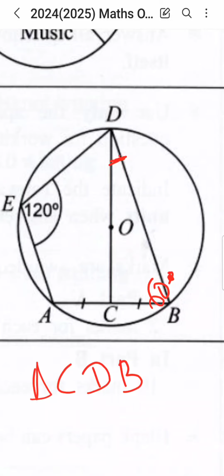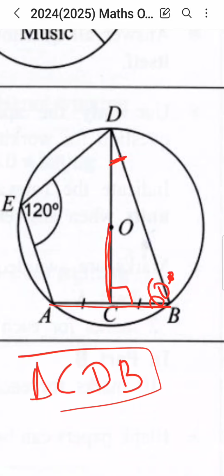OM is any straight line drawn from the center of the circle to a chord AB, so it will be perpendicular. It should be 90 degrees. So in the triangle CDB, if we take the triangle CDB, DCB is 90 degrees. Therefore, here DCB is 90 degrees.